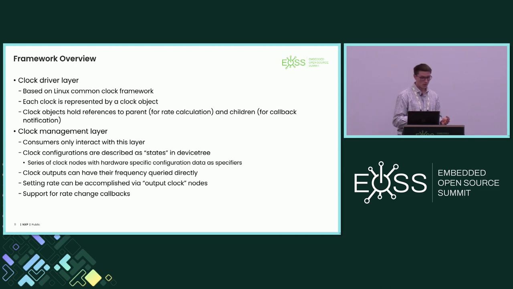Clock outputs, I think we should still allow them to have their frequency queried directly. That's not nearly as much overhead to implement, and it is a relatively straightforward thing. Everyone needs to know their clock frequency in hertz. Beyond that, there's this concept of output clock nodes. So we still want the ability to set rate, and I'll describe these more later, but the idea of the output clock node is that we have this hardware-specific specifier data on each clock node, but the output clock node would have a frequency, and that would be your way of saying, I want a frequency rather than a configuration value. And then beyond that, the clock management layer would support rate change callbacks, so consumers can register for a notification if there's a rate change.